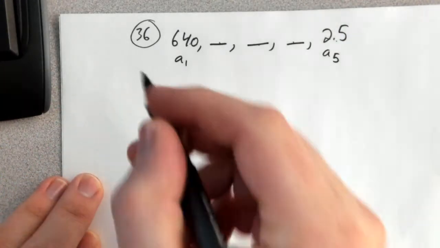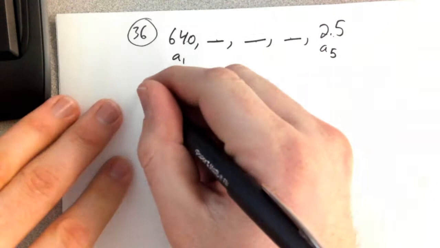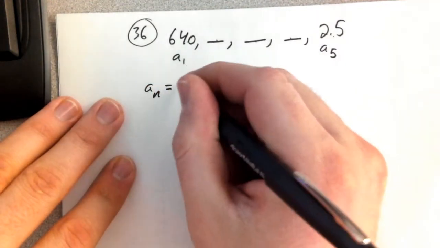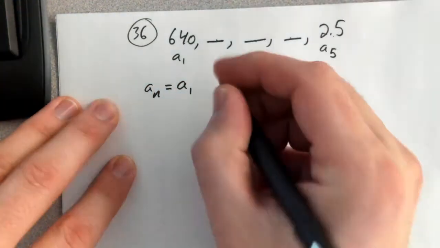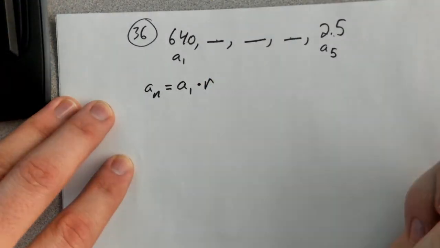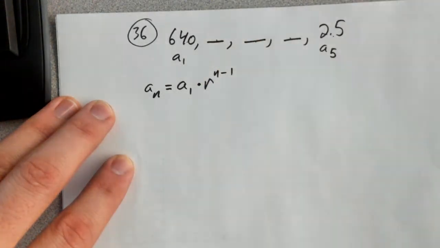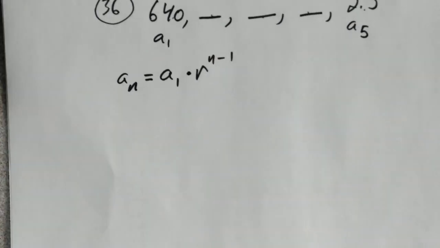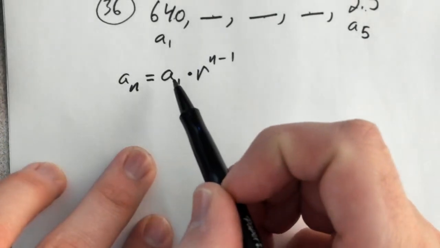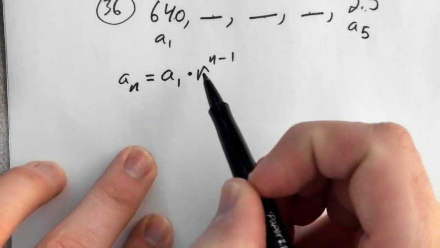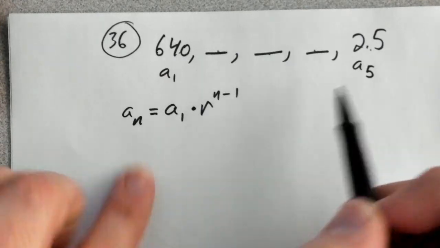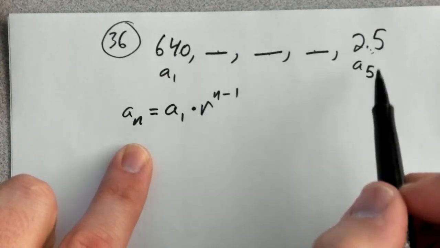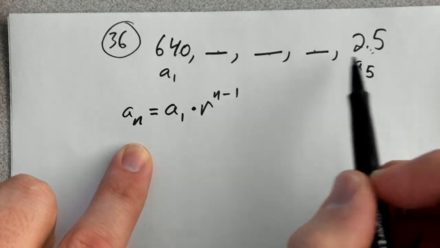And we know that geometric sequences take this form: a sub n is equal to a sub 1, the first term in the sequence, times the common ratio r raised to the n minus 1, where that's all in the exponent. Right? And so from there, we know what a sub 1 is. We don't know r, but we also know the fifth term, right? We know that 2.5 is a sub 5, so we can use that to our advantage as well.